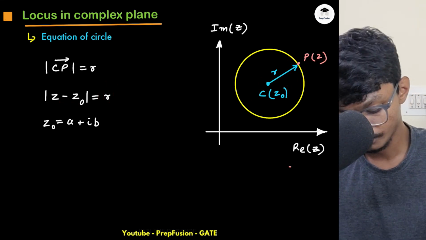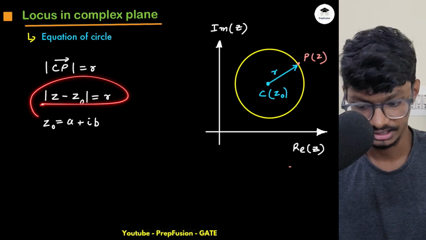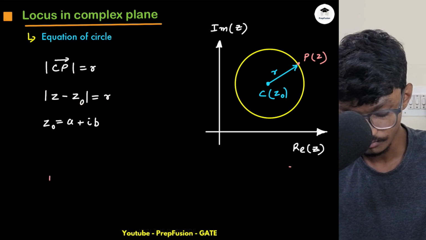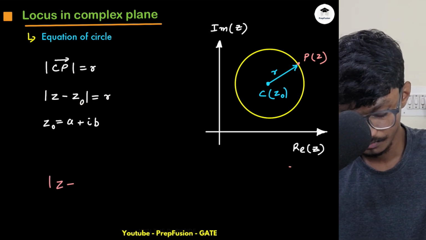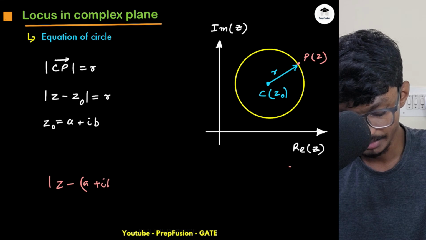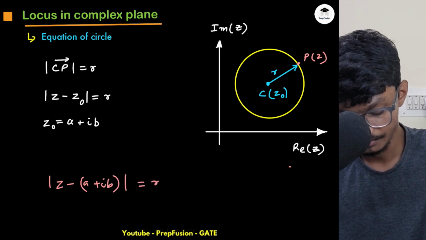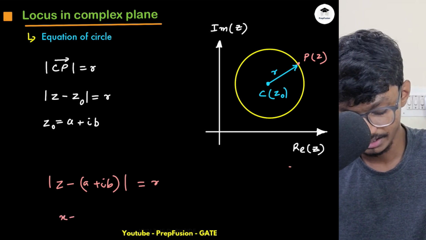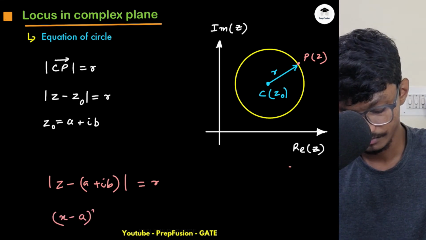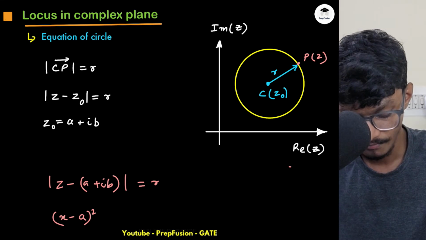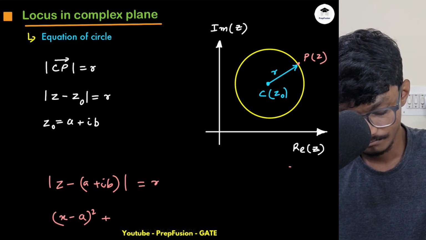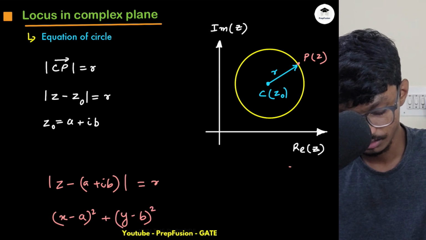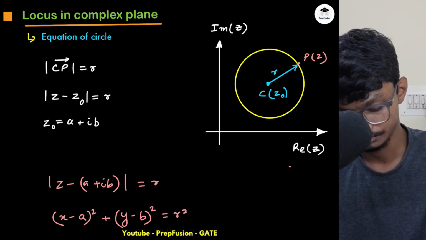Okay, so can I further write this? Yes, I can. So magnitude of z minus (a plus ib), with z0 as a plus ib, is r. What is that? z is x plus iy, right? So if I compute the magnitude formula, it is x minus a whole square plus y minus b whole square equals r square.